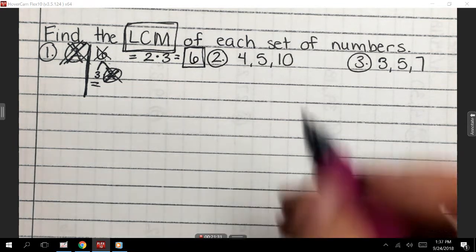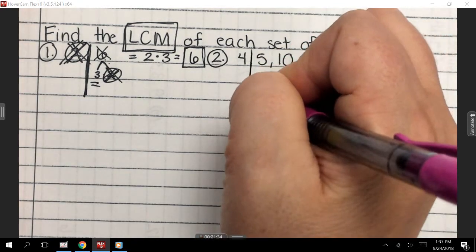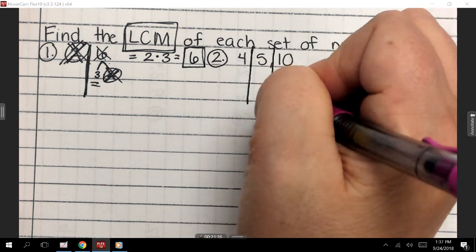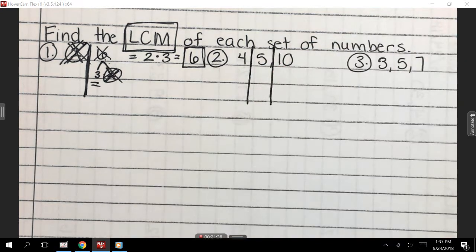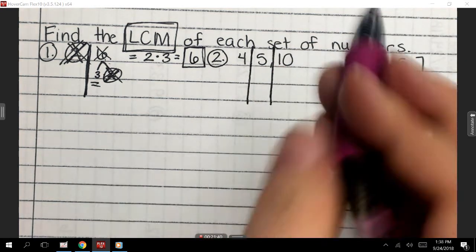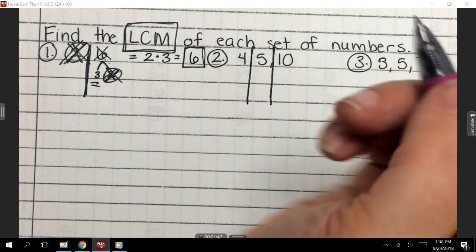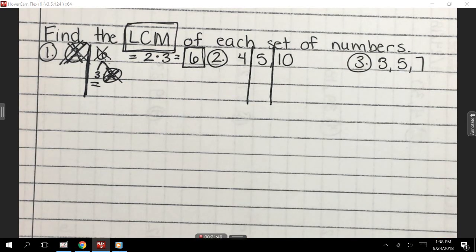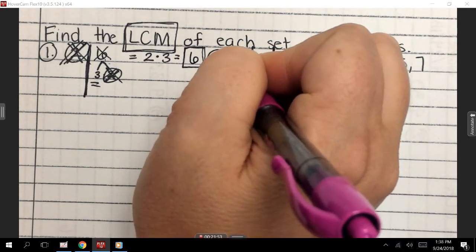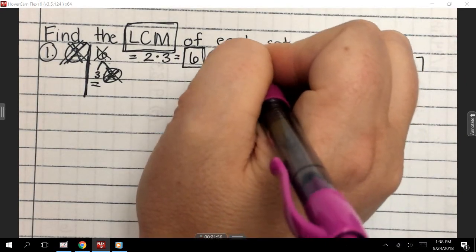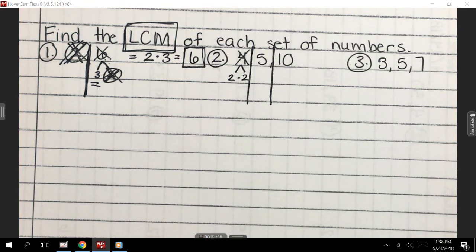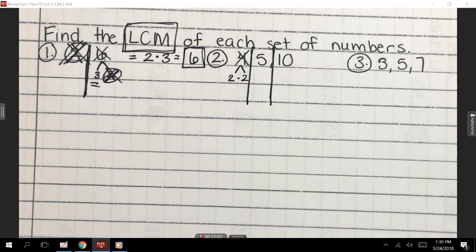All right, let's look at number 2. We got 3 numbers here. So I'm drawing 2 lines to separate those 3 numbers this time instead of just 1 line. All right, Chase, 4. Can I split that up? 2 and 2, very good. So 2 times 2, and I'm going to just put a little X through that 4. All right. Carlos, can I split 5 up?